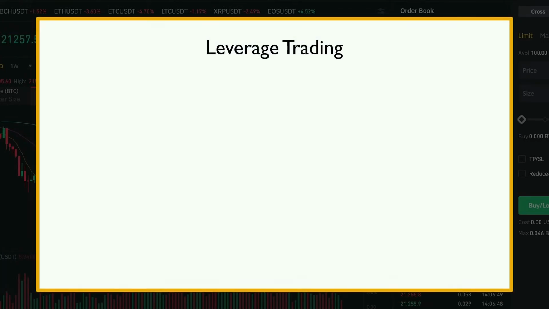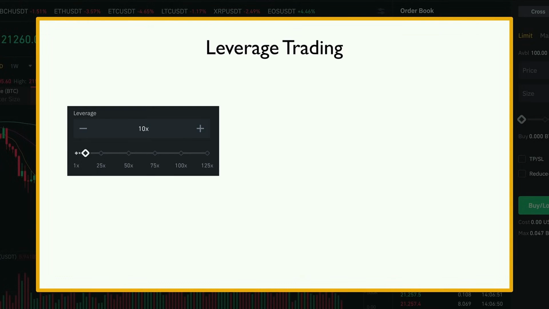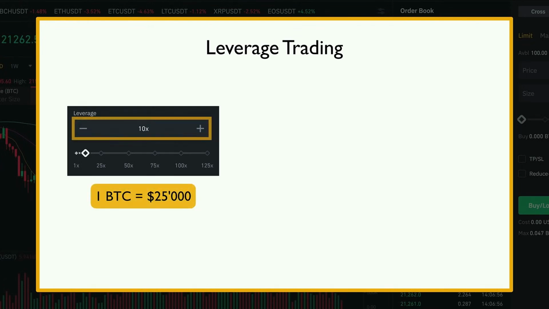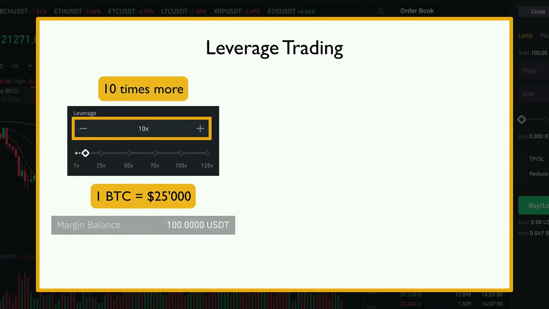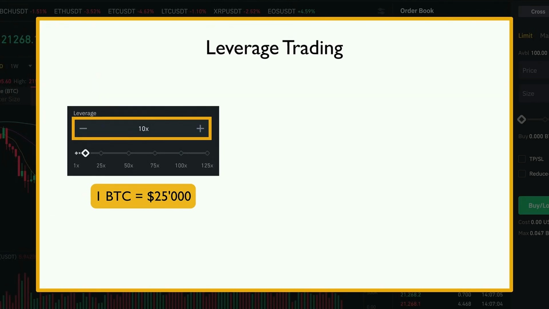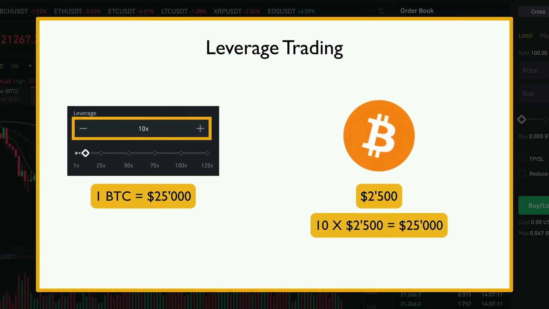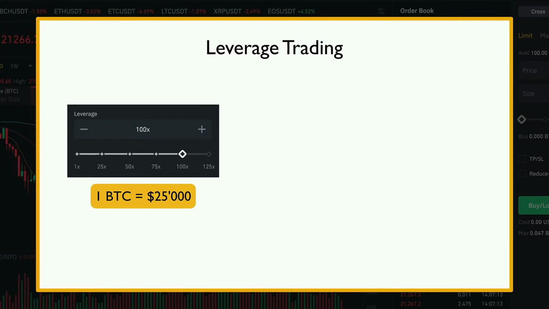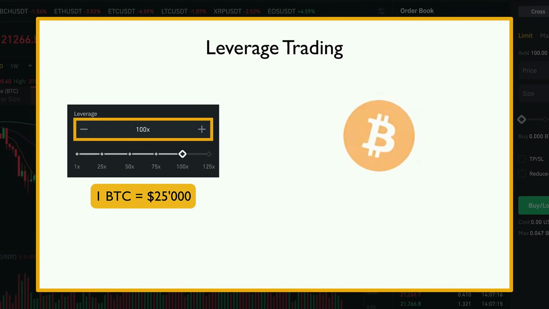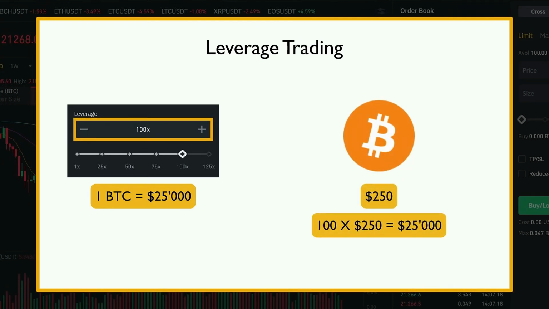So for example, let's say we choose a 10x leverage and the Bitcoin future is currently at $25,000 per Bitcoin. With a 10x leverage, we're able to buy approximately 10 times more than the amount we have in our futures wallet. So if we now want to buy a future of 1 Bitcoin, it will only cost us $2,500, so 1/10 of the actual price. If we want to go totally crazy and choose a 100x leverage, we would only need to pay $250 for a future of 1 Bitcoin.